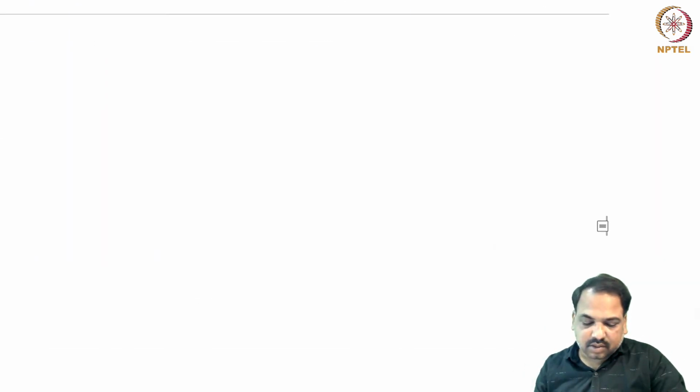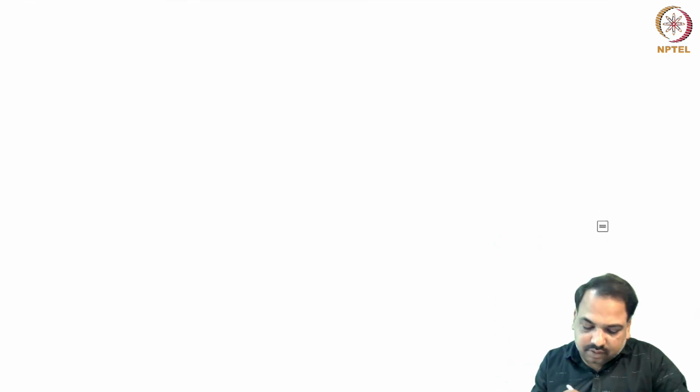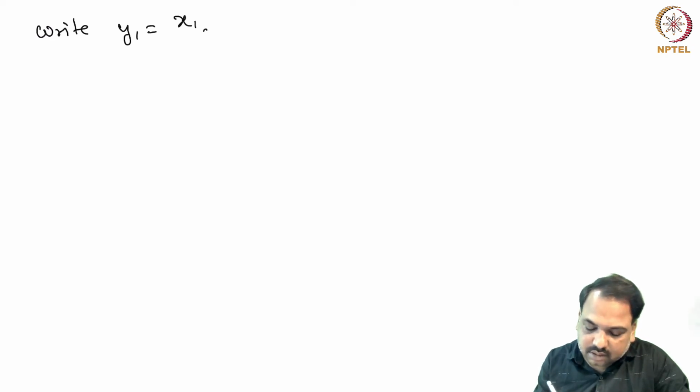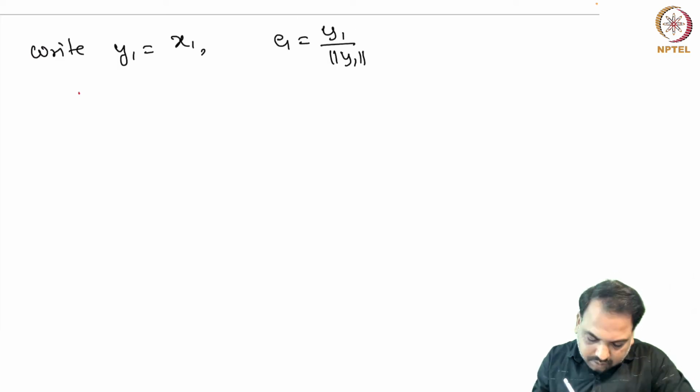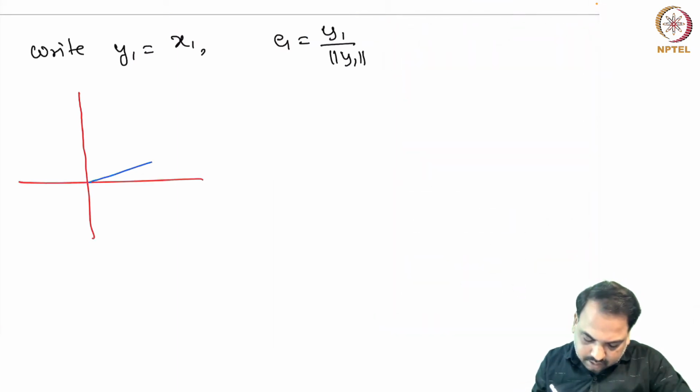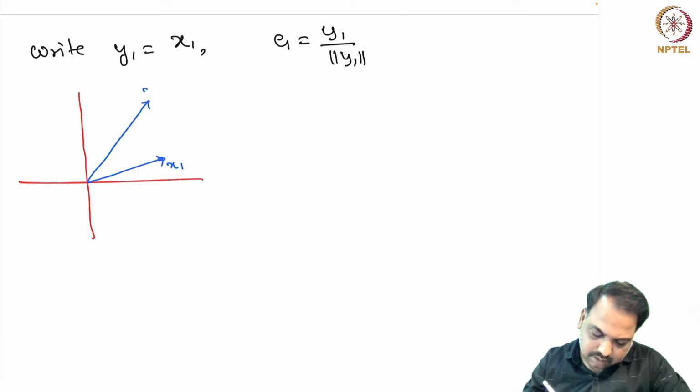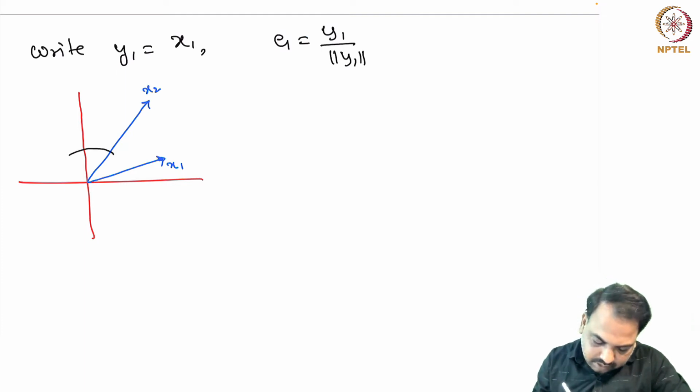Let us try to look at the idea of how to construct such vectors. First, what we do is, let us write y1 as x1, that is, y1 is x1, and you take e1 as y1 by norm of y1. We can explain this geometrically. In order to do so, take a vector x1 and take another vector x2. So this is the unit circle.